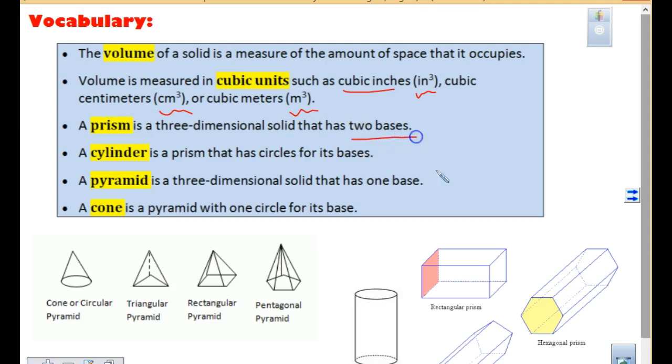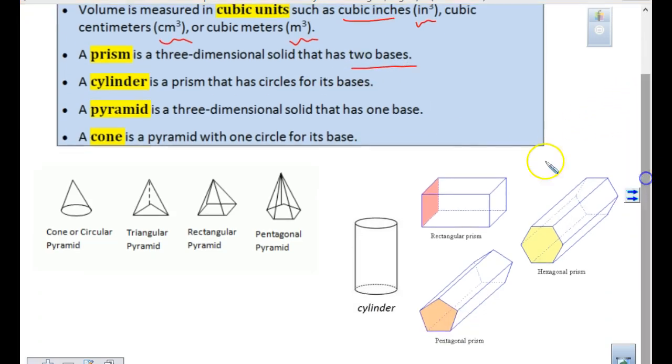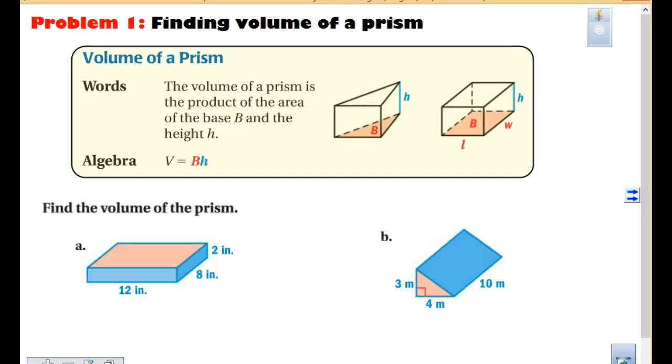It has 2 bases. So when you take a look down here, these are prisms. Okay? Cylinder is a special kind of prism. It just has a circle for a base. Pyramid is 3-dimensional shapes with 1 base, and a cone, again, is a special kind of pyramid. We're going to be working today with cylinders and cones, and mostly cylinders. And then we're going to do some work with rational and irrational, because that was something that really threw some of you off on the quiz yesterday.